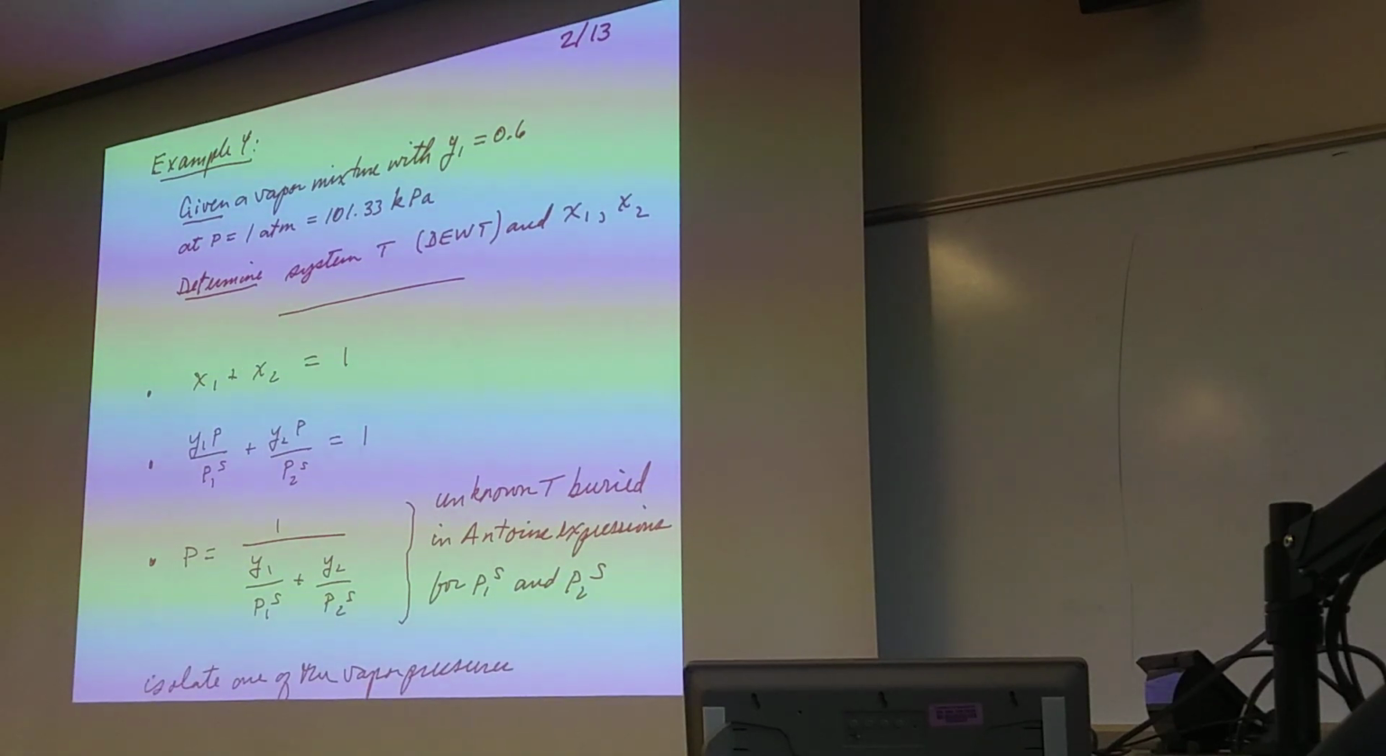Given a vapor mixture with Y1, remember we've got acetonitrile mixed with nitromethane here. Acetonitrile is component 1, and that's got a vapor phase composition here of 0.6.